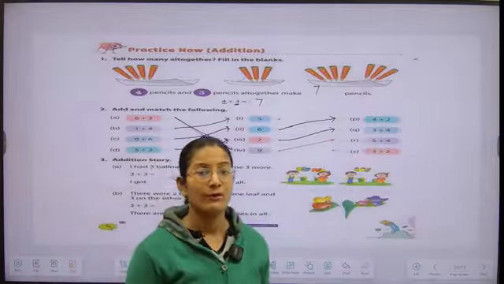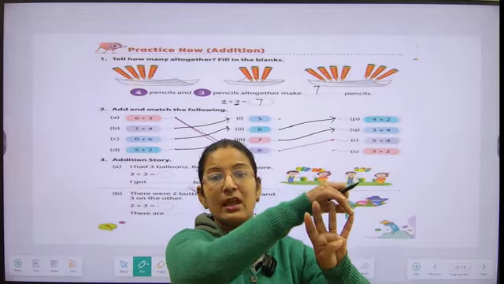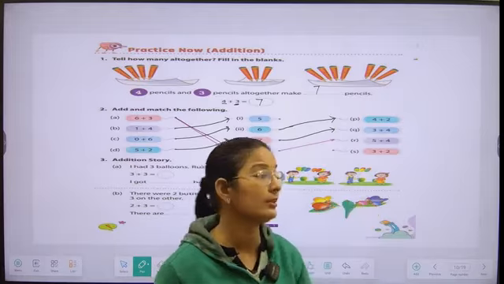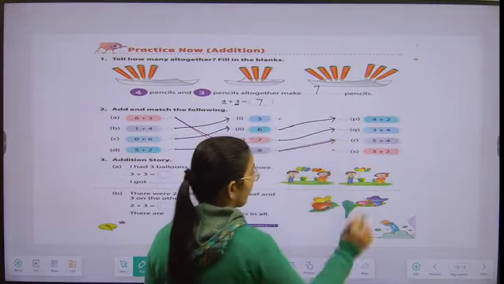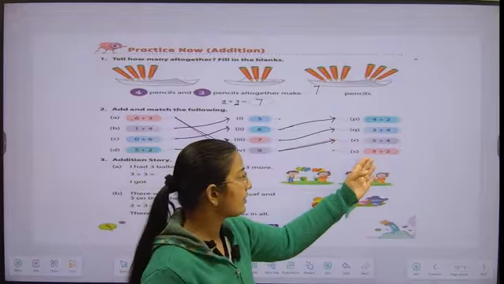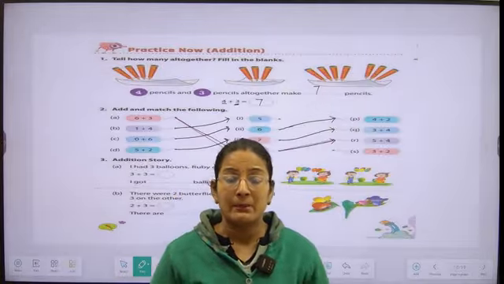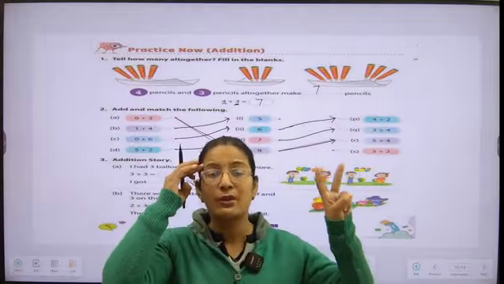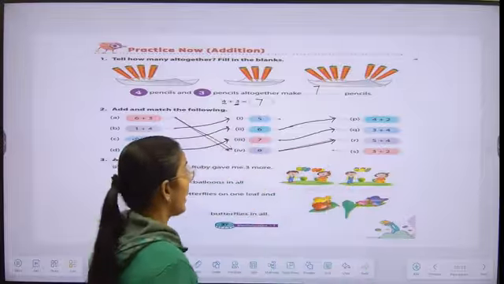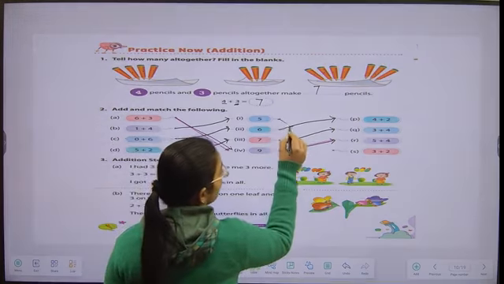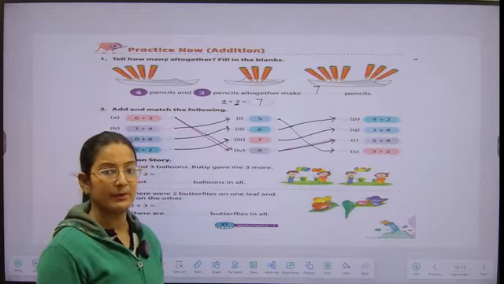5 add 4. 5 in our mind, 4 on fingers, 5, 6, 7, 8, 9. So what I am getting? 9 for this. So we have to match 9 with this. Now our next is 3 add 2. So what we have to do? We have to make 3 in our mind and 2 on in fingers. 3, 4, 5. What I'm getting? 5. So we have to match 5 with this. 5 is here and we have to match it like this. Everyone did this? Very good, students.